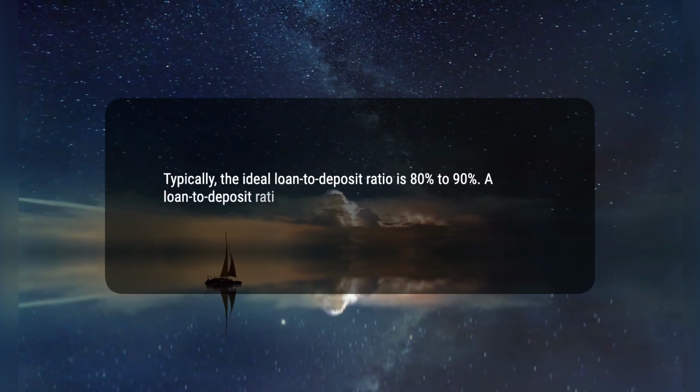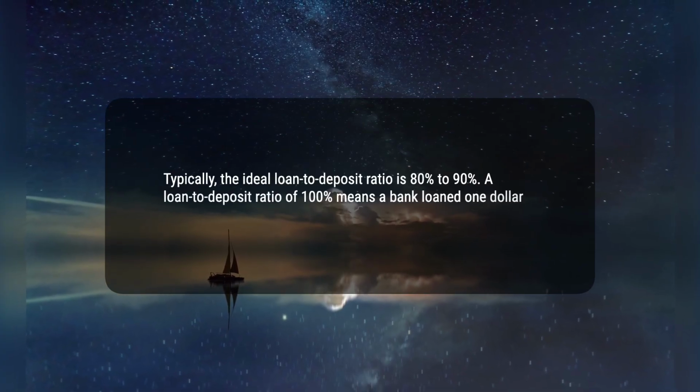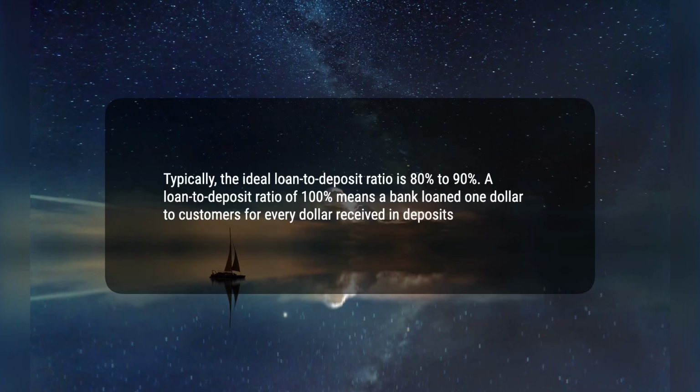A loan-to-deposit ratio of 100% means a bank loaned $1 to customers for every dollar it received in deposits.